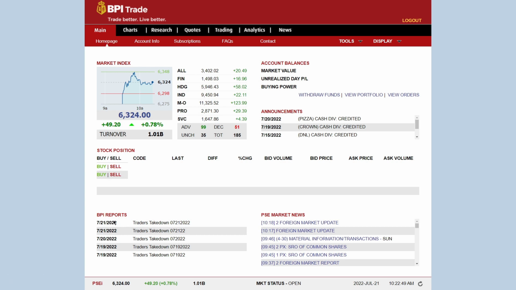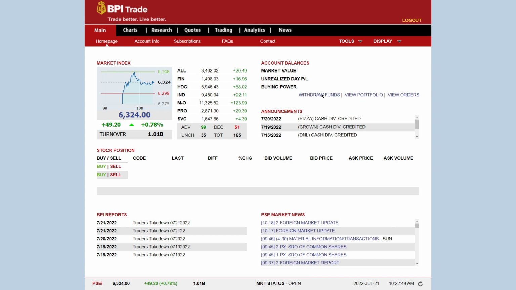Then we have BPI reports here. Every day the traders' takedown, and there are also weekly reports. And PSE market news is here on the right side. And we have the PSEI here, the point system here, 6324. It is up by 49% as we can see here. Then this is the turnover. Then the market status, you can see here, it's currently open. Then this is the date and time for today.